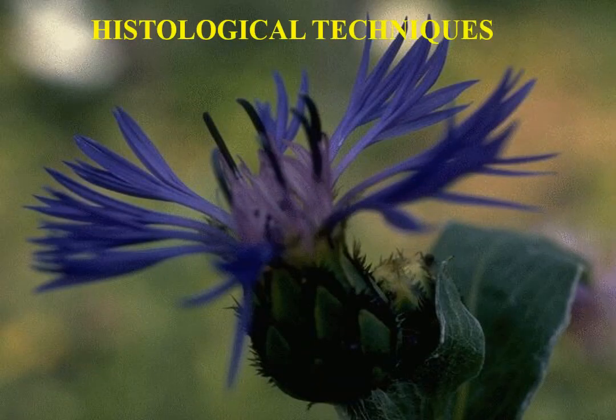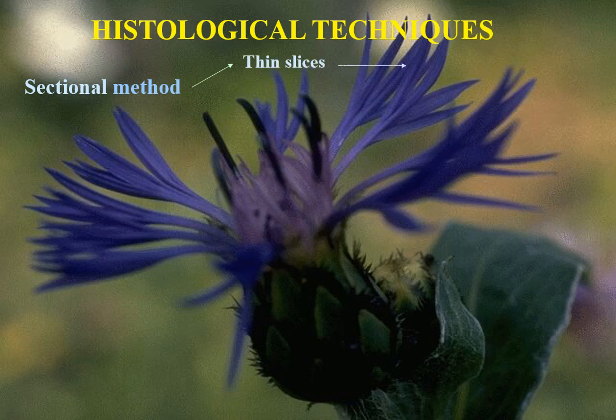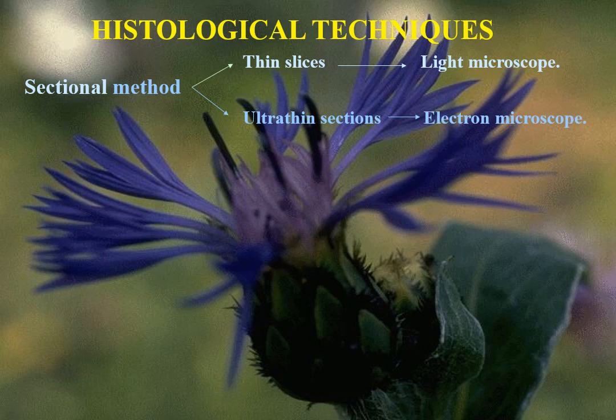Histological techniques are the different methods used for preparation of microscopical sections. Sectional method involves cutting the tissues into very thin slices or sections for light microscope and ultra-thin sections for electron microscope. In this method, the relation of the cells to one another is preserved, not disturbed.